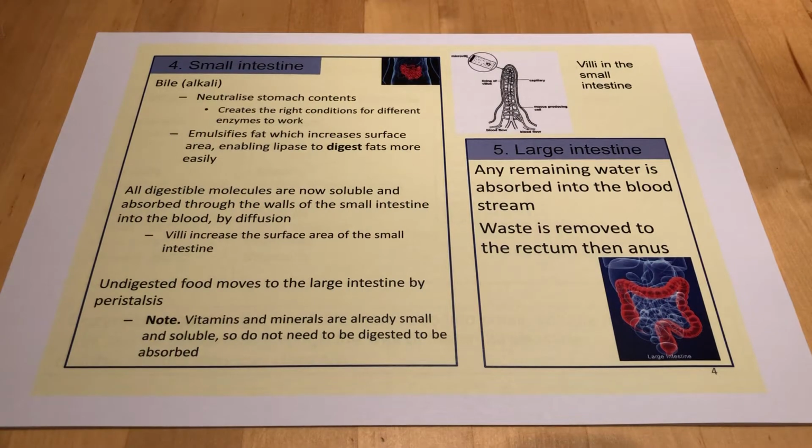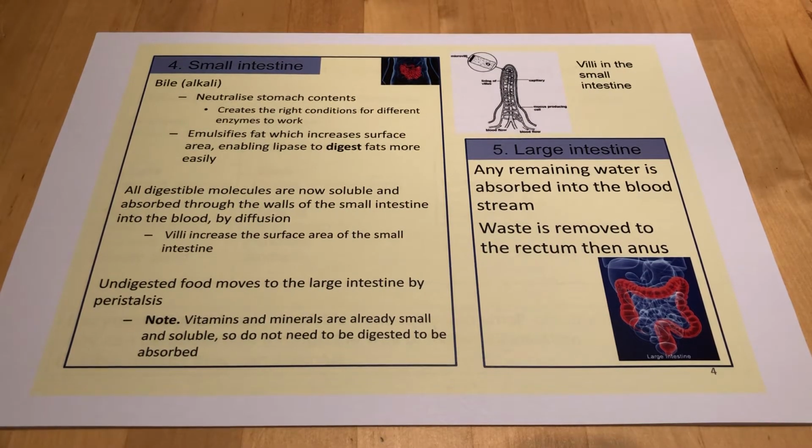So now in the small intestine, we've got that bile neutralising the contents of the stomach, creating the right conditions for those enzymes, as I just said. We've also got the emulsifying of fat, increasing that surface area for lipase to digest it. In the small intestine, anything that can be digested has now been digested, okay? So now everything in that small intestine that can become small and soluble has become small and soluble and is now absorbed through the walls of the small intestine into the blood by diffusion.